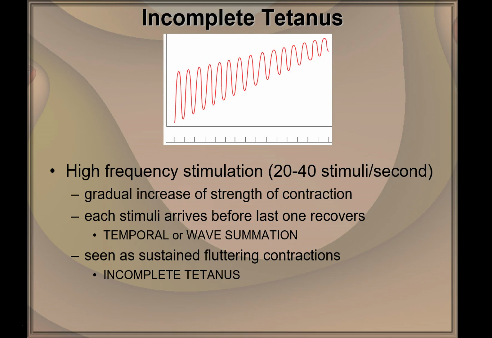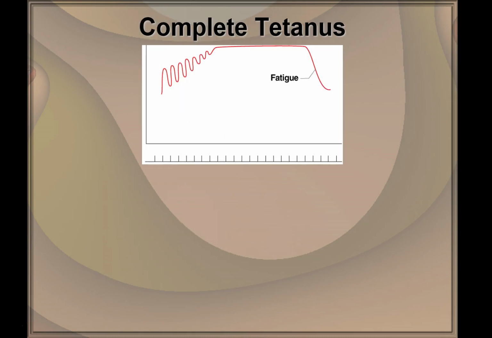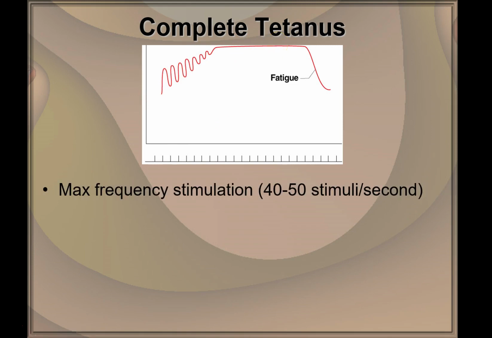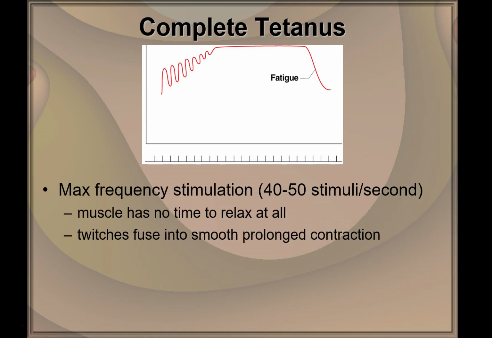High frequency, we could go to max frequency. Here you saw, here's the high frequency. If you went up high enough, the muscle would not relax at all. You would be in a full-on complete tetanus is what they're going to call it. Muscle has no time to relax. The twitch just fuses into one long contraction. We call it complete tetanus. This doesn't really happen in the body.